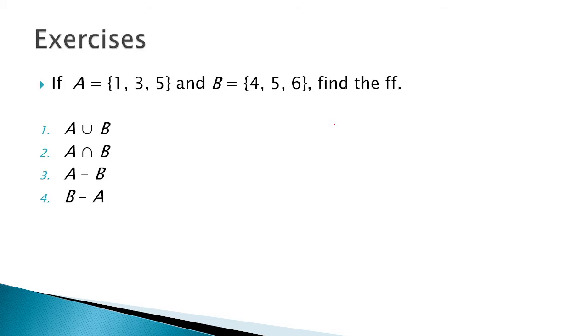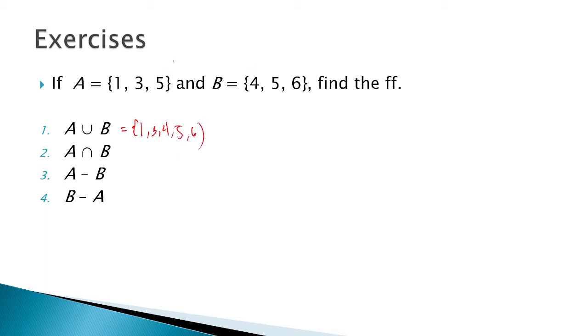So, let's try these exercises quickly. Again, you can pause the video and then try nyo mamaya kung makukuha natin yung same answers. So, we have A is equal to {1, 3, 5} and B is equal to {4, 5, 6}. Find the following. A union B. So, yung A union B ay kapag pinagsama-sama natin lahat ng elements ng A and B. So, that is, we have 1, 3, 4, 5, and 6.